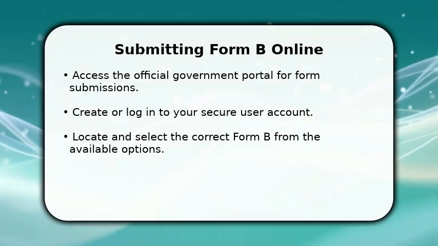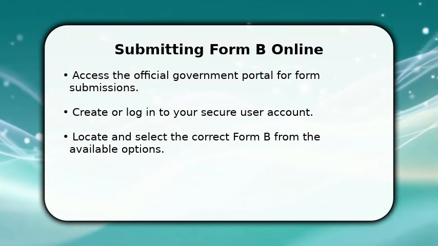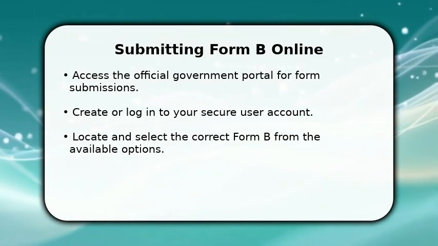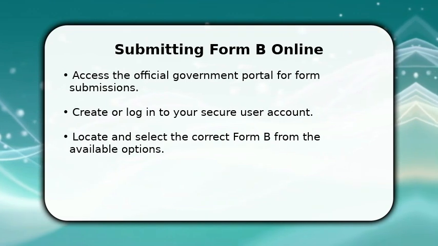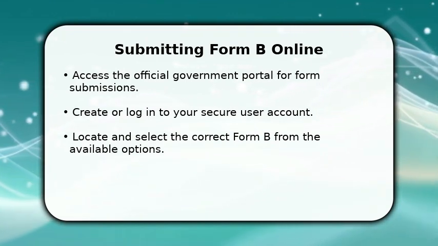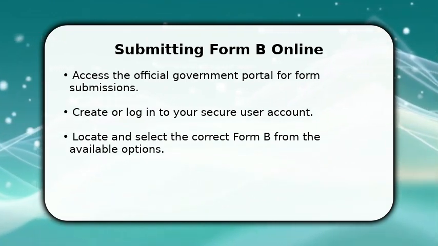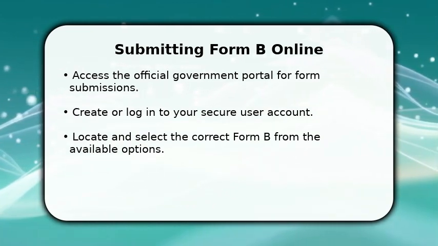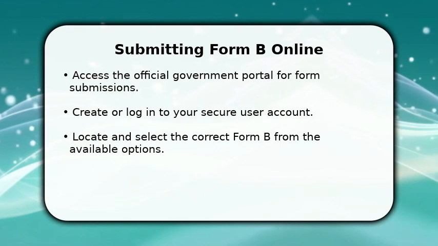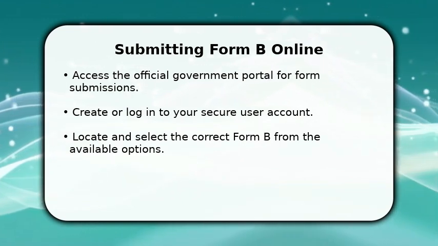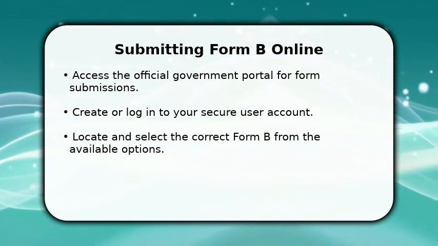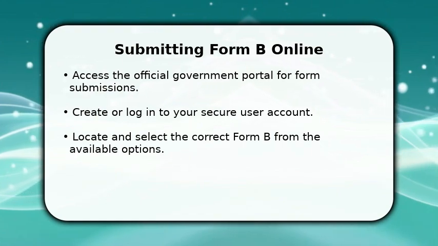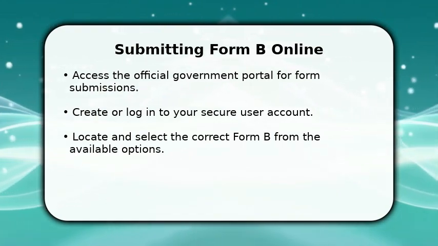In this video, I will explain how to make Form B online. First, navigate to the official government website dedicated to online submissions. You will need to either create a new account or log in using your existing credentials. This ensures your information is secure and properly linked to your profile. Once logged in, carefully search for and select Form B from the list of available documents to begin the process.